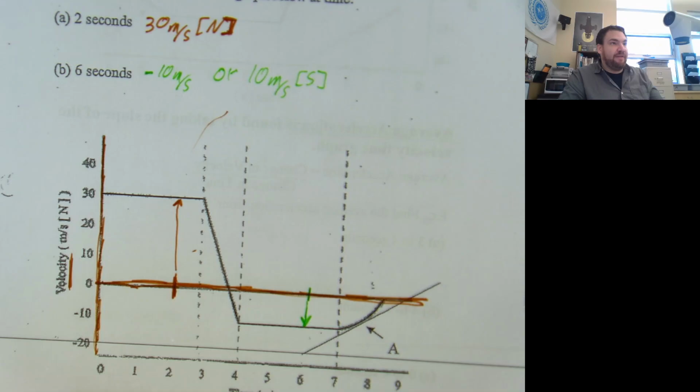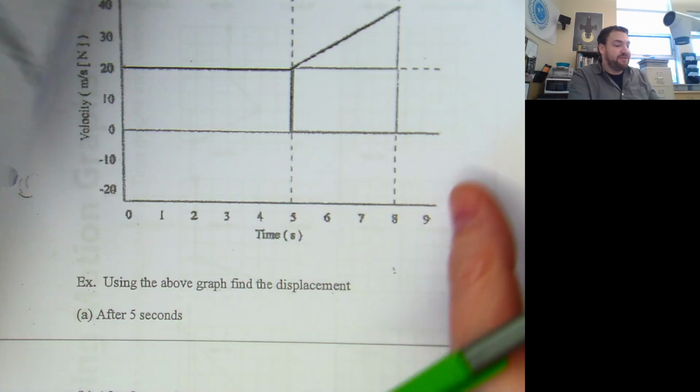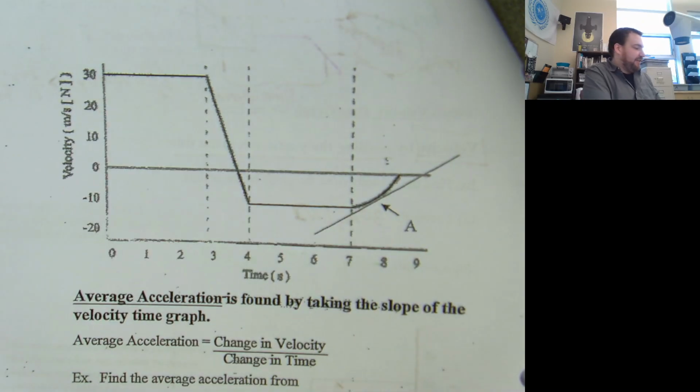Velocity on a velocity time graph is just reading it off the graph. When you're ready, flip the page. Things get more interesting. There's the graph there again.